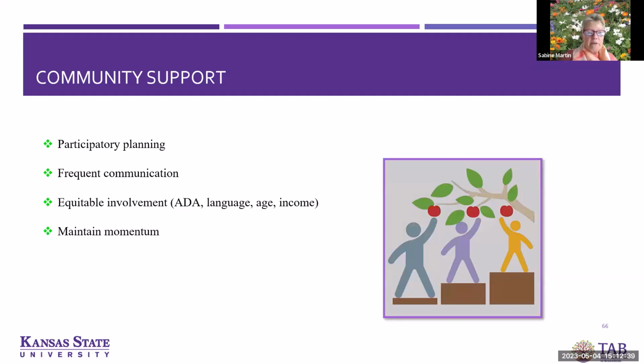Community support, really briefly, you need to have this for this grant: participatory planning, frequent communication, equitable involvement, and maintain momentum. Once you have community support, don't just let the community drop like a hot potato, right? Just keep at it, and whatever stage you are, communicate and celebrate small successes. Tell them when you applied for the grant, tell them when you hear something. You want to keep them involved because they can be a big asset. Not every funder looks for community support, but a lot of them do.